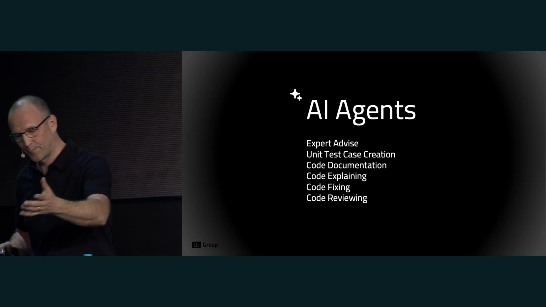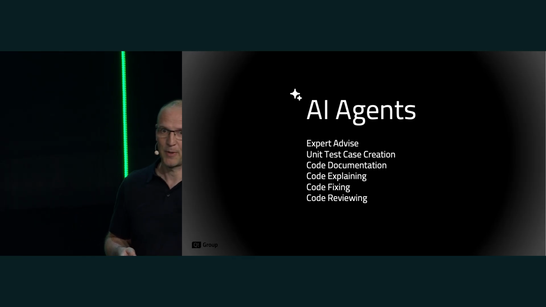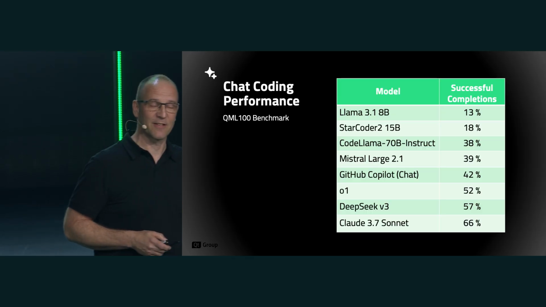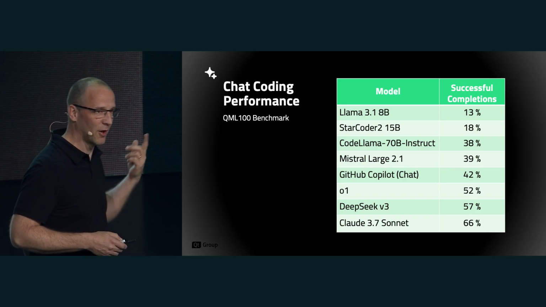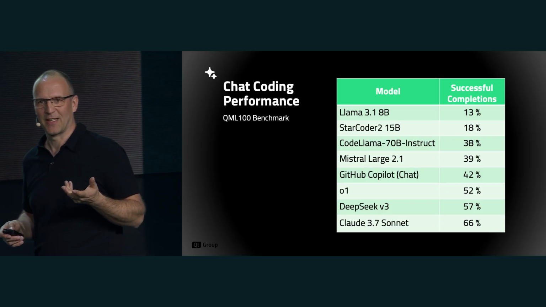So for prompt-based code generation, we have our own benchmark. It's, again, different. And this is the score of what we see currently. As you see, the smaller models are not doing well here at all. A small Llama model with 8 billion parameters, 13%.